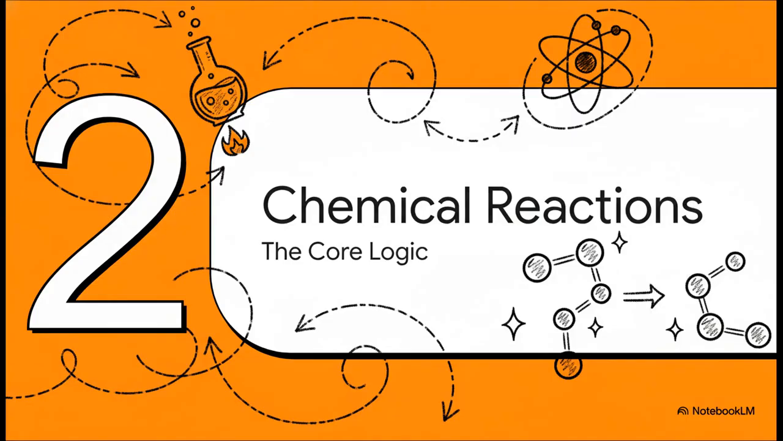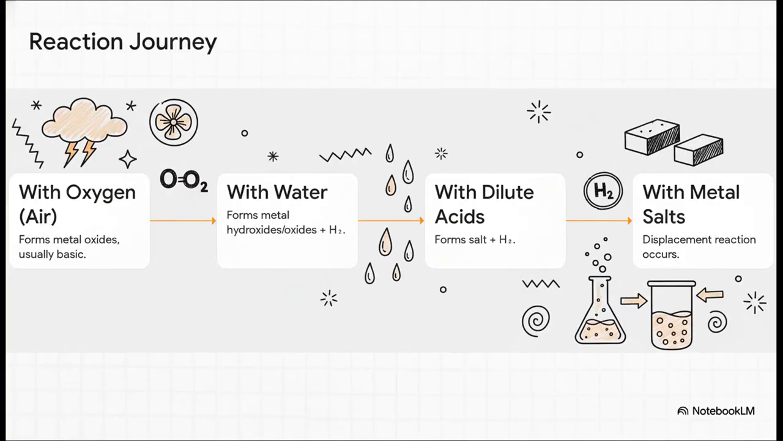So physical properties are just one part of the story. To truly understand metals and nonmetals, we have to look at their chemical properties. It's how they react that really defines their fundamental nature. We can understand the chemical properties by following the reaction journey of a typical metal. It usually starts with how it reacts with oxygen from the air, then how it reacts with water, then with acids, and finally with other metal salt solutions. So let's start with oxygen.